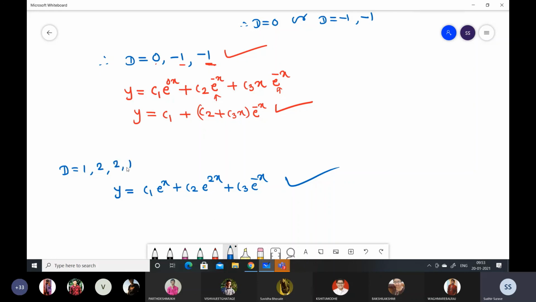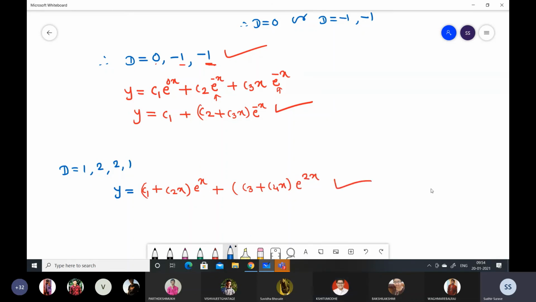Now tell me 1, 2, 2, 1. Suppose this is the case, then how to write the solution? y is equal to (C1 plus C2x) whole outer bracket e raised to power 1x. Then again plus bracket start C3 plus C4x bracket close e raised to power 2x. Very good, very good. So you understand this.